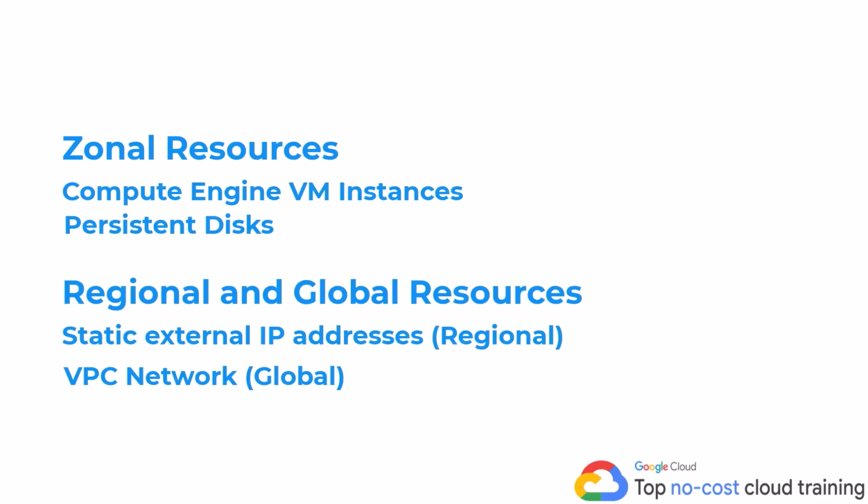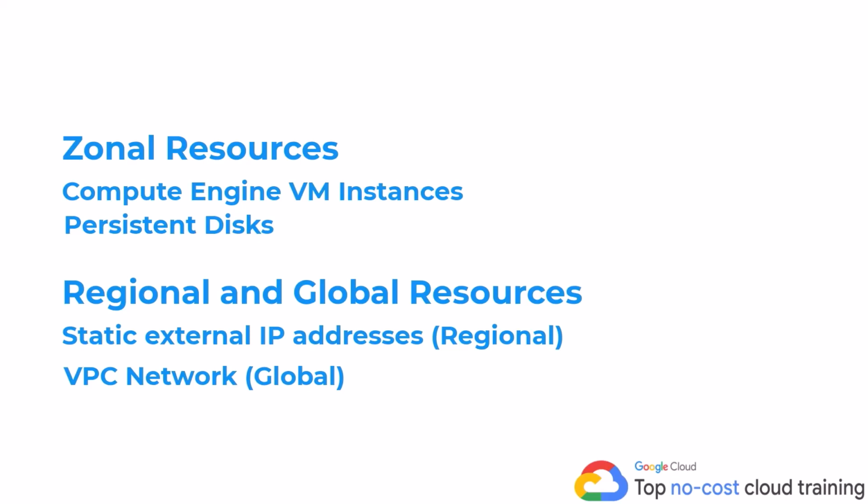But when you look at regional and global resources, some examples of this are static external IP addresses. Basically, those could be regional. I could create an IP address for an application that I've created, and that could be accessed directly in that particular region where that IP address was created. And then when you look at the VPC network as a whole, which we'll look at here in a moment, that network setup is a global resource, meaning it could be accessed all over the world. So I can set up a network and you'll be able to reach that no matter where you are in the entire world. So those are the differences between the zonal, regional, and global resources.